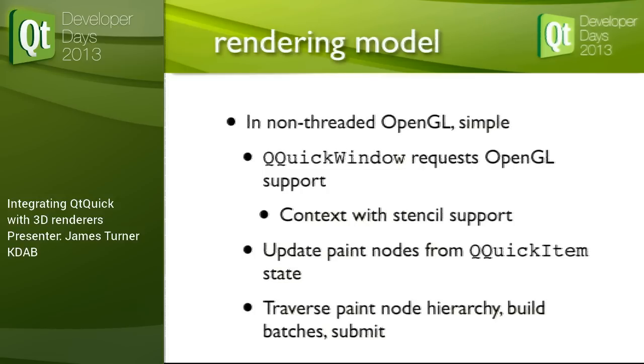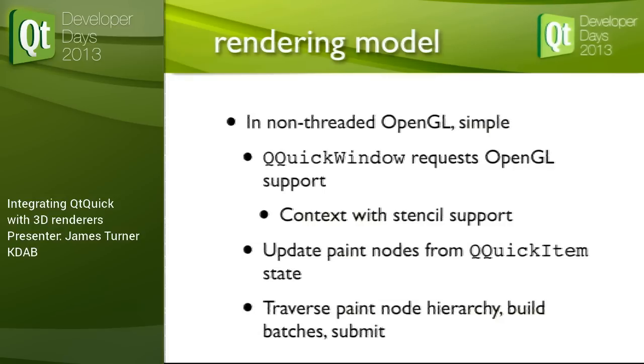And then we come to the rendering model. First of all, we're going to talk about the non-threaded case, which is simple-ish. All your QtQuick stuff happens in a QtQuick window. QtQuick window is a subclass of QWindow, and it requests OpenGL support. And then there's some pieces that create for you a QOpenGL context, which is the context class we have in Qt 5. So when you use a QtQuick window, you are definitely using OpenGL.